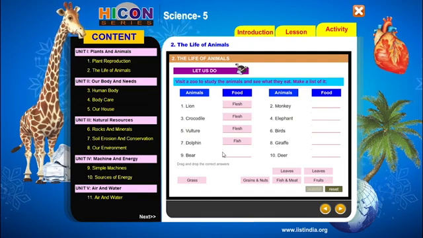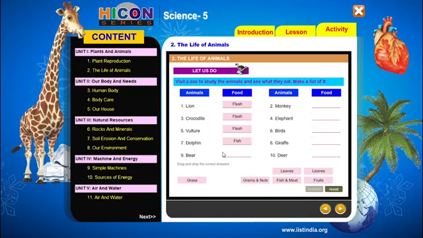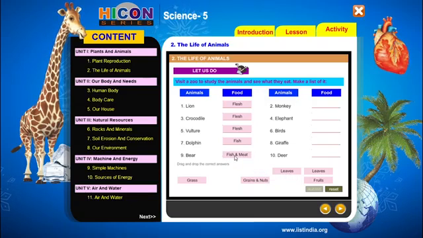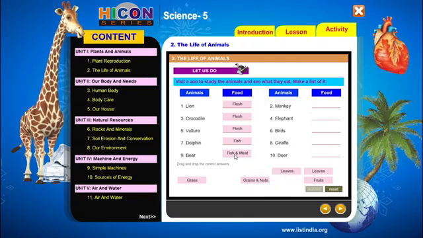Next, bear. So children, what is the food of bear? So bear is an example for omnivore. It can eat both flesh and plants. So that's why, write fish and meat. The food of bear is fish and meat.